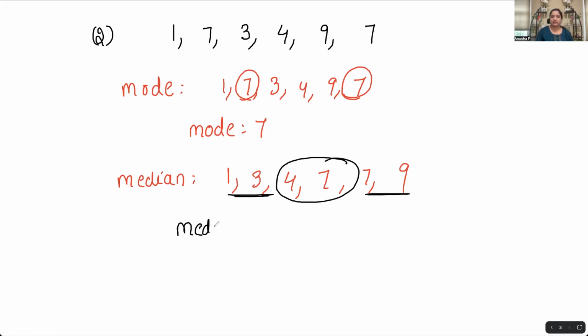So median is 4 plus 7 divided by 2, which is 11 over 2. We can leave it as a fraction or you can write it as a decimal number.